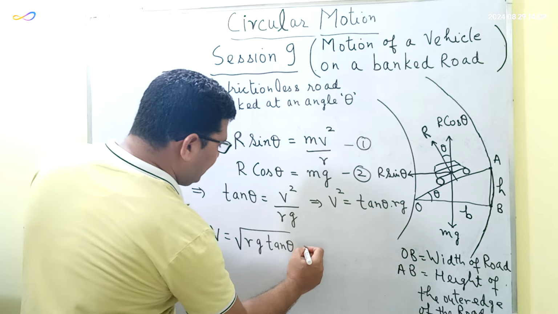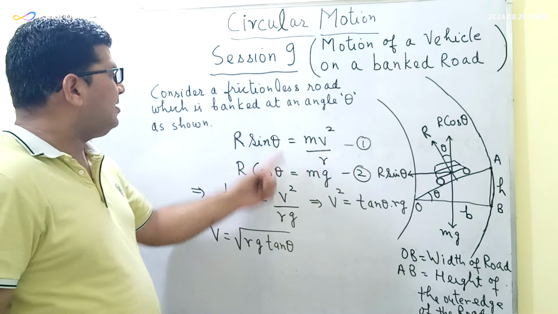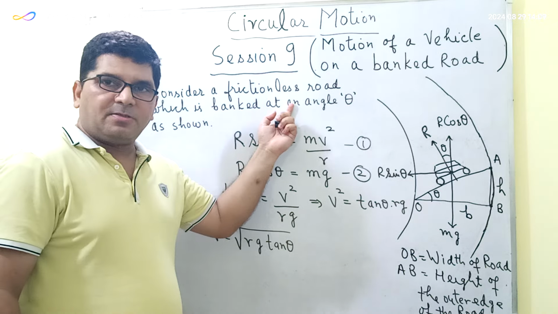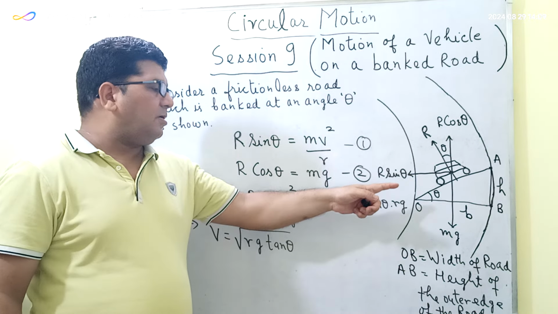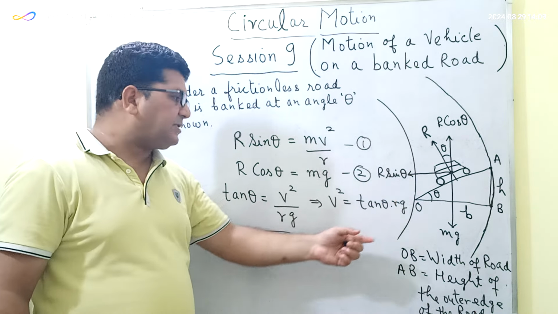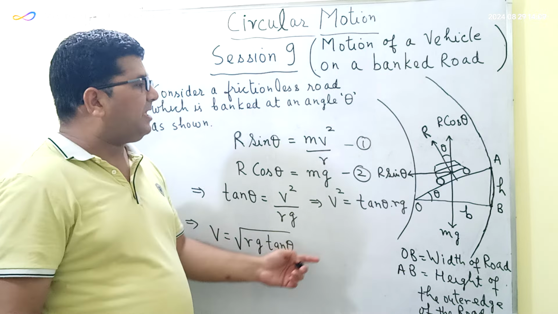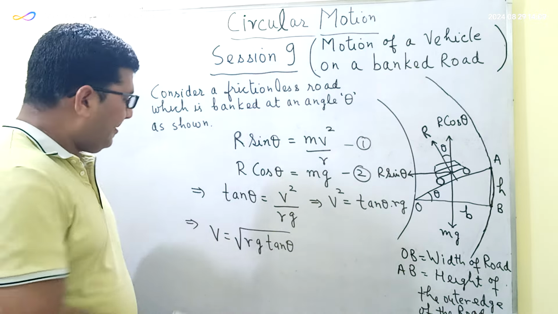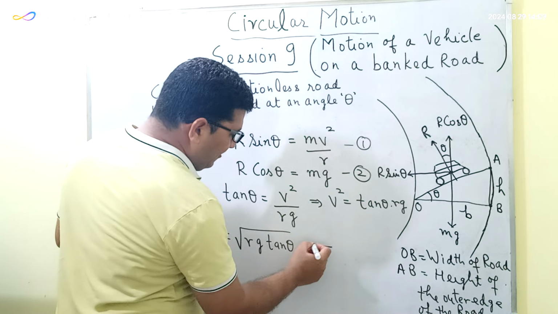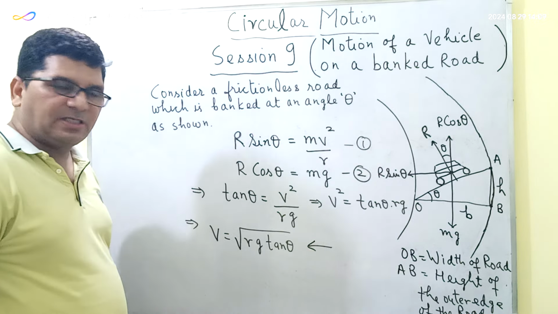Now this equation is valid when the road is frictionless. If the road is not frictionless, then this formula will be different, and we will be deriving that formula in the next session. So this formula is valid only when the road is frictionless.